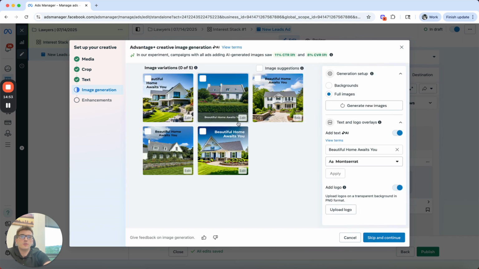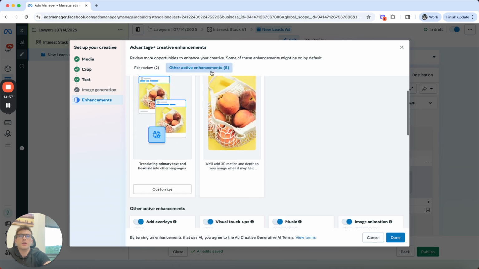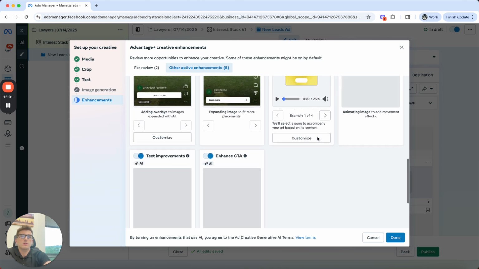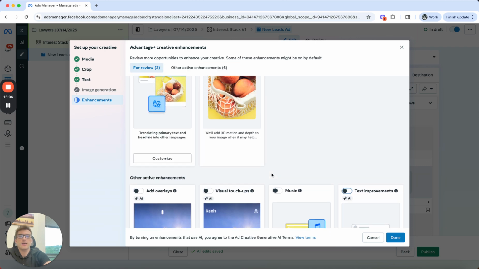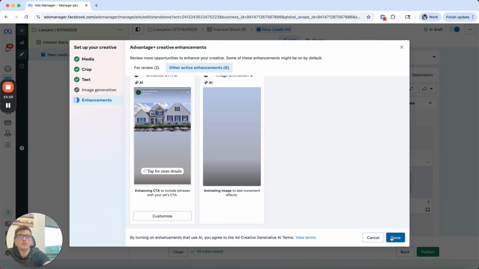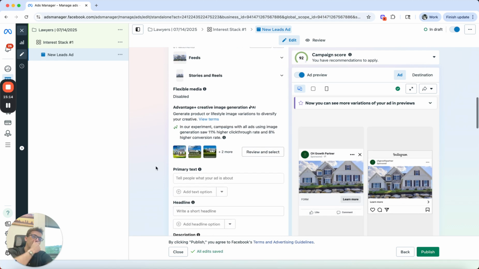Image generation, you want to make sure this is just skip and continue that. Don't worry about that. These active enhancements, you always want to turn these off as well because they are not good. It's like some AI thing that Meta forces on you or tries to force on you. It only hurts your performance, so I would not recommend doing it.